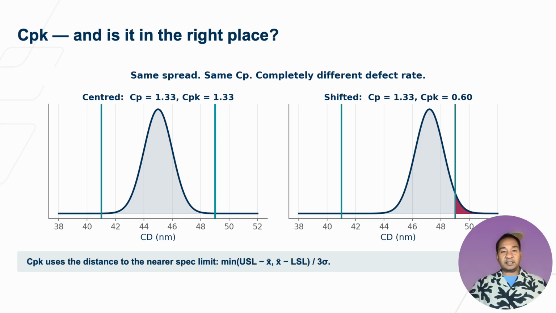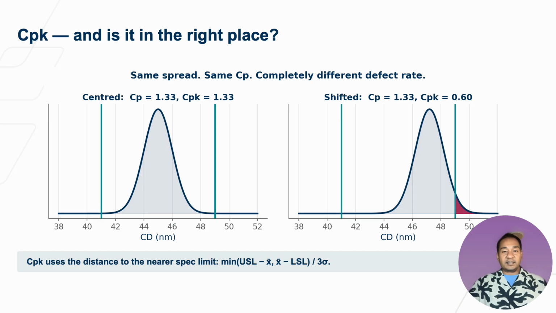Left, centered, Cp is 1.33 and Cpk is 1.33. When a process is centered, the two indices agree always. Right, the same process shifted by a bit over 2 sigma. Cp is unchanged at 1.33. The spread did not change. Cpk has collapsed to 0.67. And look at the red tail. That is real material going out of spec on a process whose Cp still looks respectable.